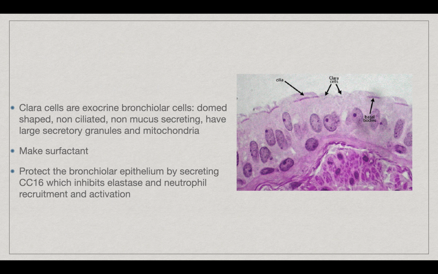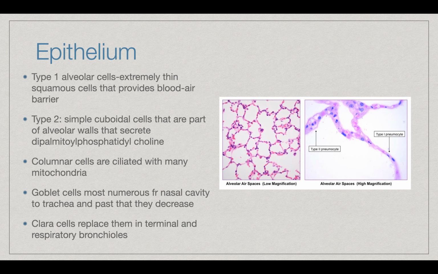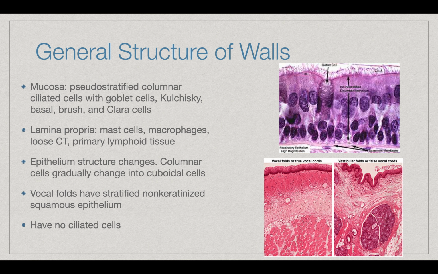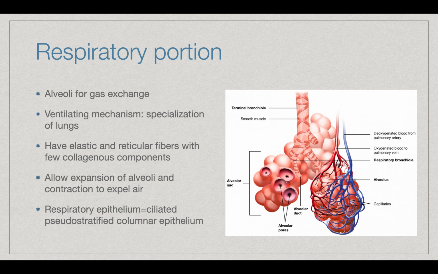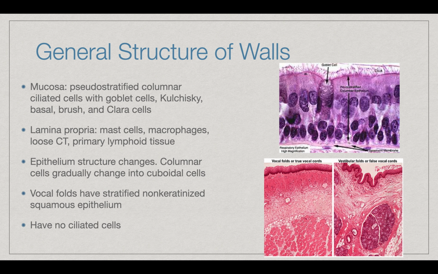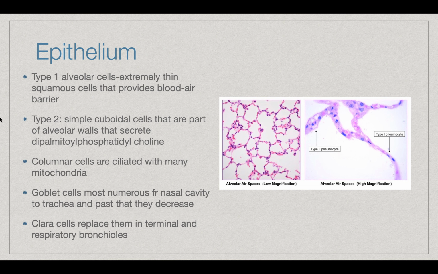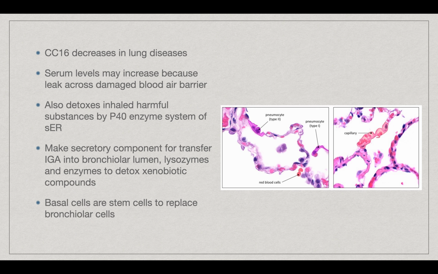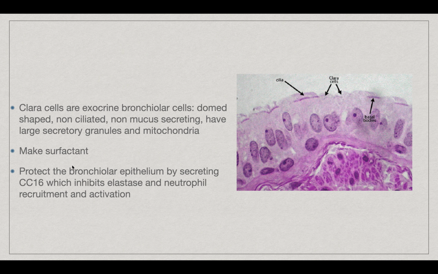Okay, so what are the Clara cells? Those are going to be exocrine cells, and they secrete granules, and they have a lot of mitochondria, but they don't actually secrete mucus. So instead, they make surfactant from the dipalmitoyl. I can't even say it. Let's go back. Sorry, it's going to kill me if I don't figure it out. Here we go. Dipalmitoyl phosphatidylcholine. So that is going to make the surfactant.